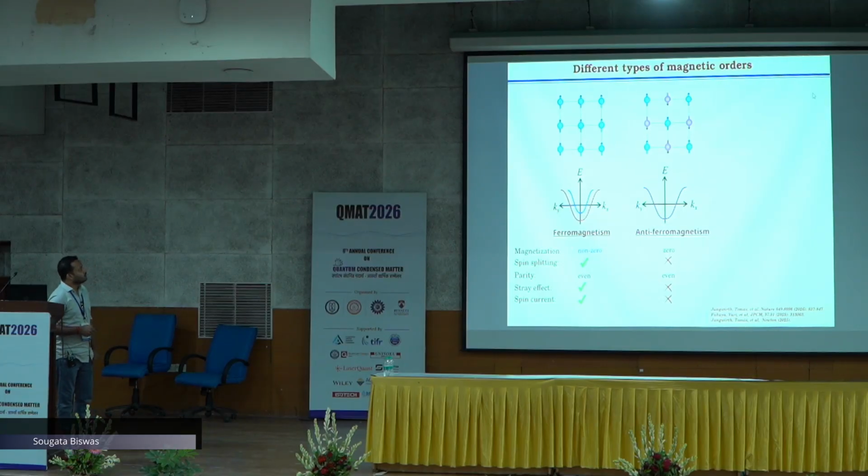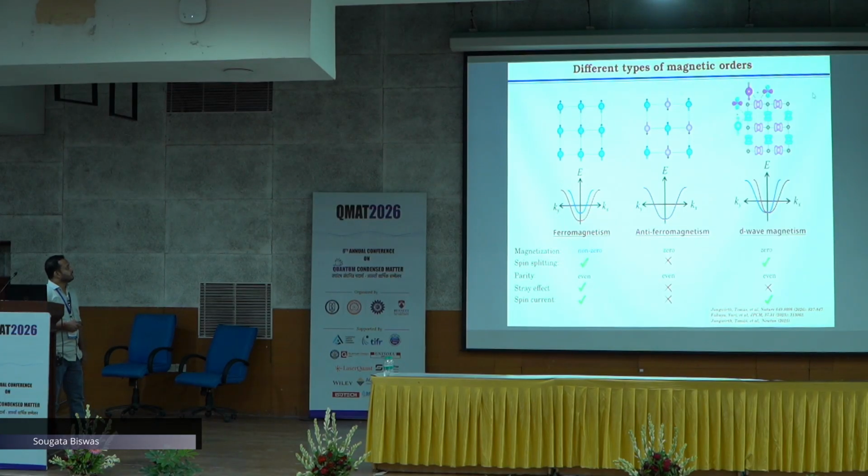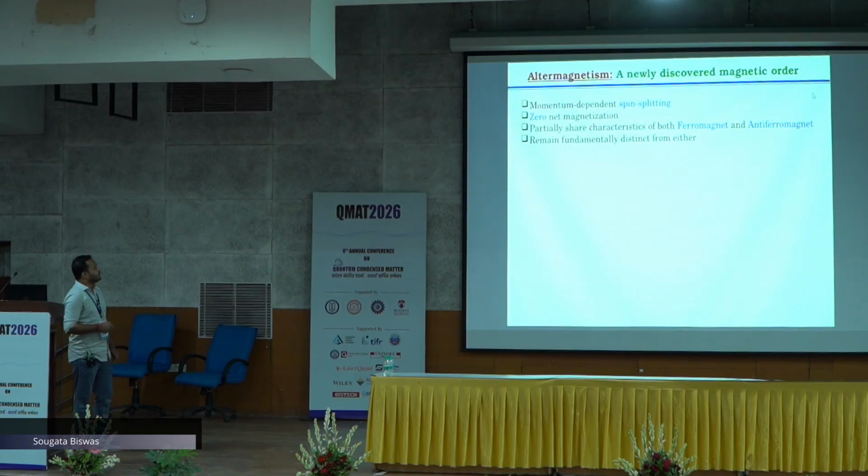Now, beyond these traditional magnetic orders, a new magnetic order has recently been discovered, called d-wave magnetization. In this case, the net magnetization is also 0 due to the anti-parallel alignment of the spins. At the same time, it shows a spin splitting over momentum space, but this spin splitting is completely different from the ferromagnetic case. The spin actually alternates over the momentum path, and due to this alternating behavior of the energy band over the momentum path, it is also called altermagnetism.